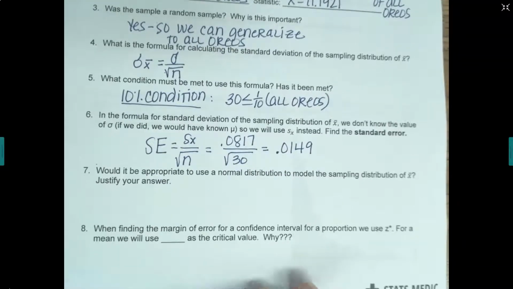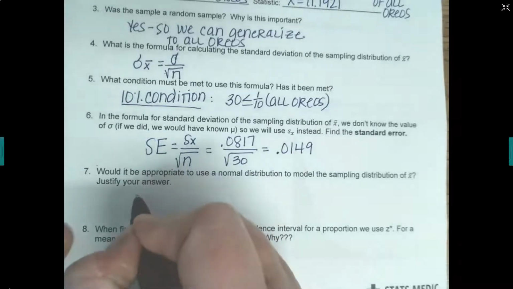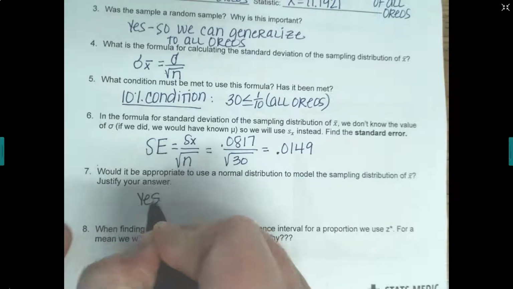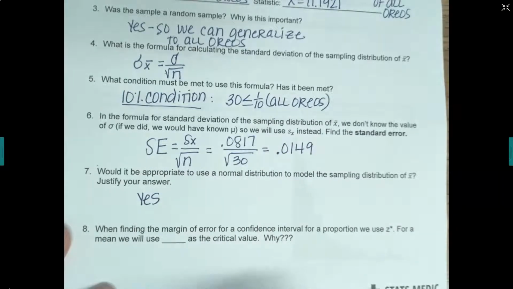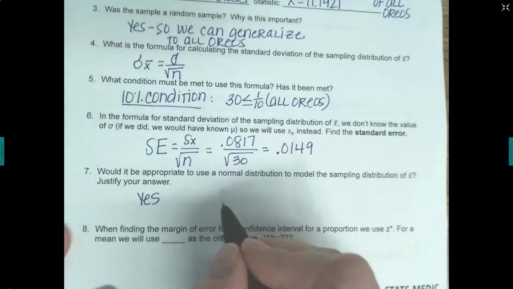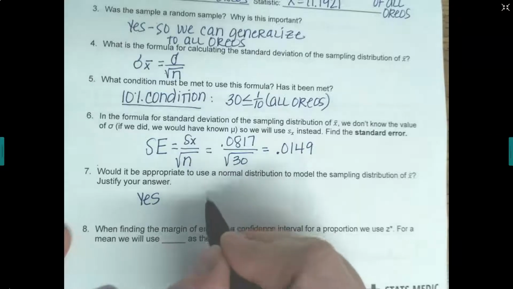Now, would it be appropriate to use the normal distribution to model the sampling distribution of x bar? Justify our answer. It is appropriate, and here's why. In proportions, we use large counts, but there's actually 3 different things we can look at with our means, and one of them is the central limit theorem. We touched on that back in chapter 7. So you want to look at the sample size.